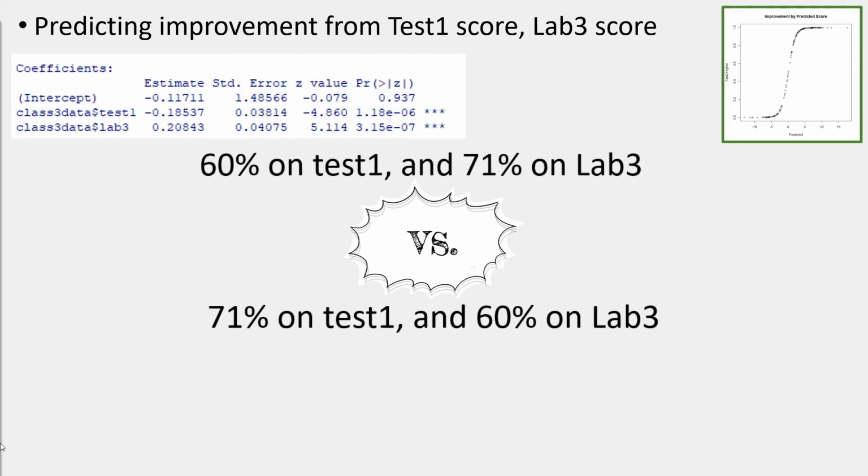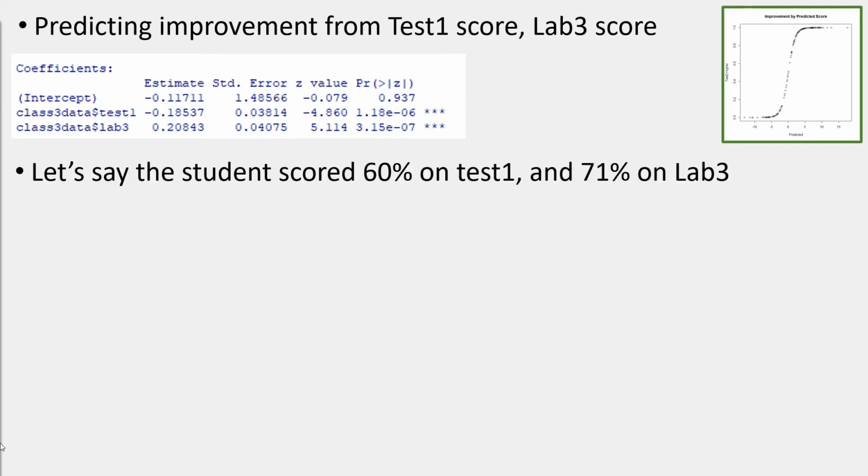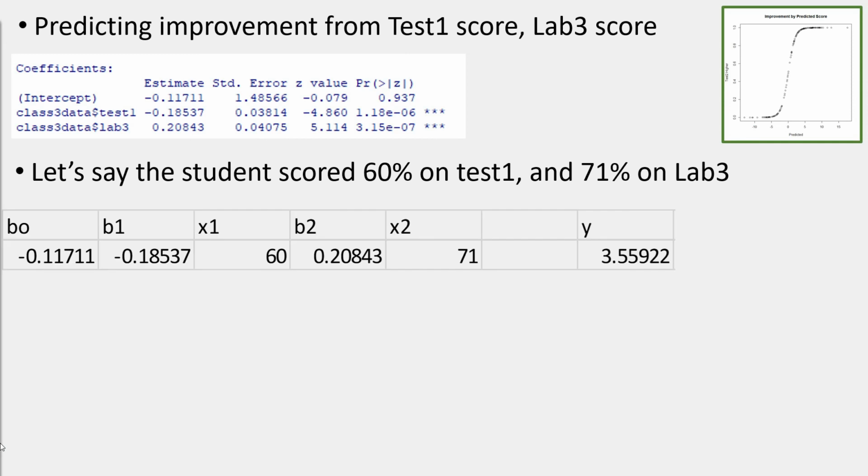As a result, we get very different probabilities of improvement. Let's say the student scored 60% on test 1 and 71% on lab 3. Here's our logit, 3.55922. Let's convert that from natural log scale, and then convert it from an odds ratio to a probability. Okay, so a relatively low score on test 1 and a higher score on lab 3 gives us a 97% probability that this student will improve on test 2.